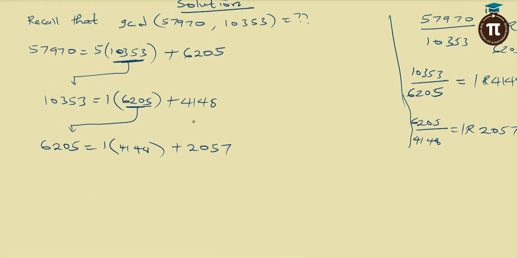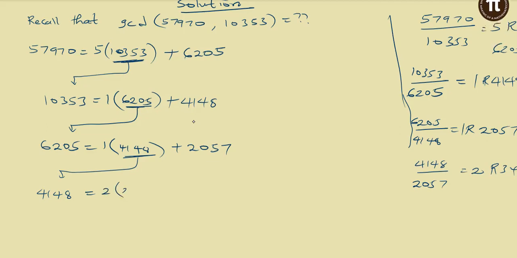So look at what will happen next. This is 4148. You see, that's what is in the bracket. So I'll do 4148 divided by the remainder 2057. This will actually give me 2 and the remainder will be 34. 2 multiplied by 2057, you see the way I'm writing it, please take note of that, plus 34.